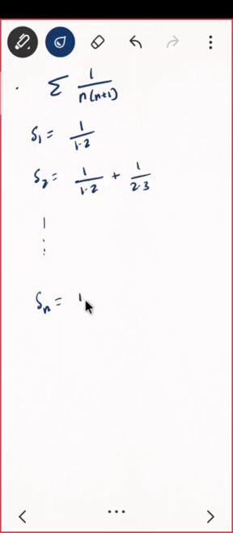And what is Sn? It will be 1 upon 1 into 2 plus 1 upon 2 into 3 and so on, up to 1 upon n into n plus 1. Do you agree? This is your Sn. Can somebody tell me how to solve this Sn, whether it is convergent or not? We have done such questions, if you remember a little bit. Can you tell me whether this Sn is convergent or divergent? I just want somebody to answer, maybe. How to check whether this is convergent or divergent?